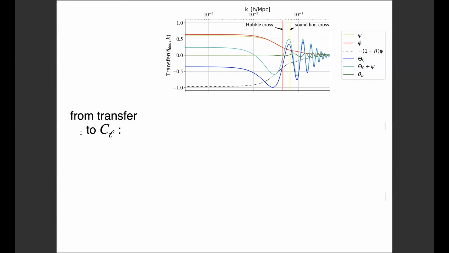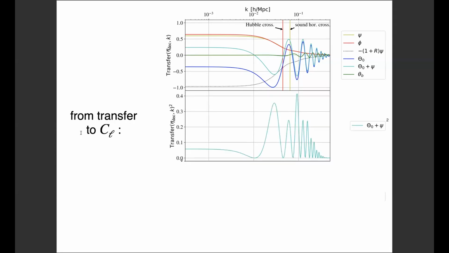If this is true, if I plot my CL here, the pattern in the CL will look like the square of this function. Why the square? Because the CL contains the square of the transfer function. So my CL should feature things like the square of theta 0 plus psi, provided that I scale my axis for CL in such a way that the value of K here projects to a value of L here. So this is what we are going to do in 2 steps.